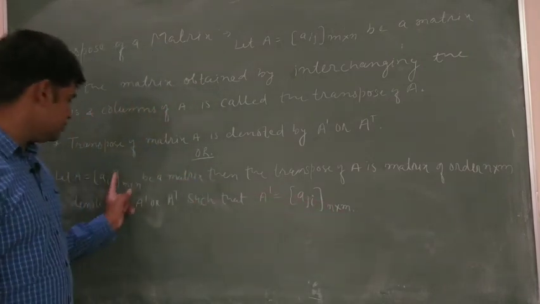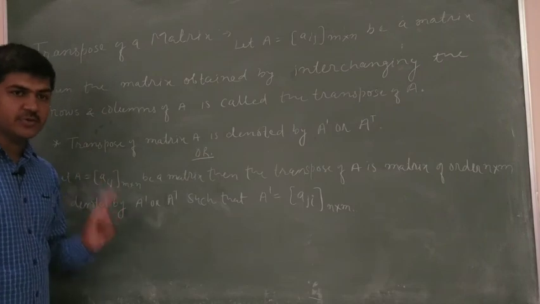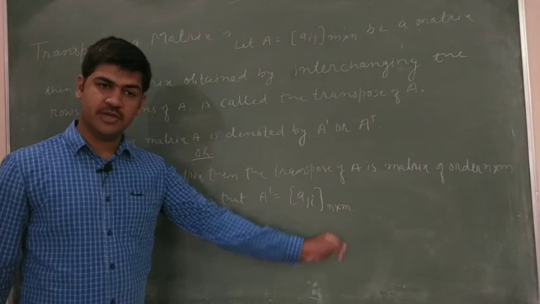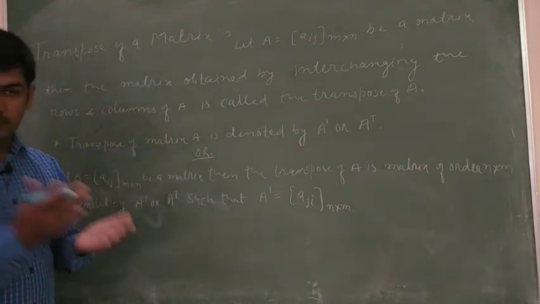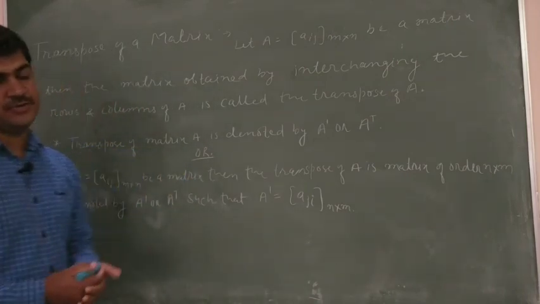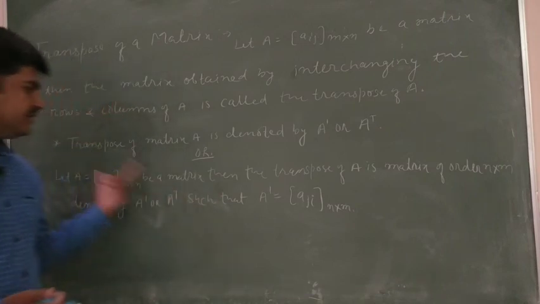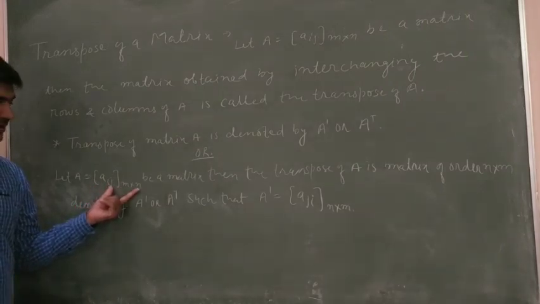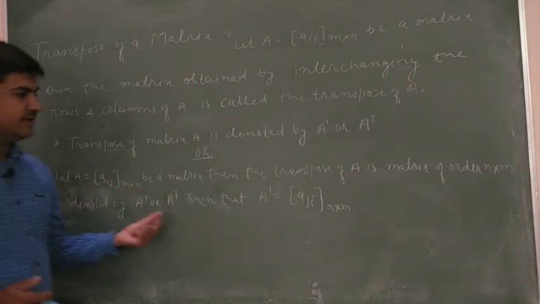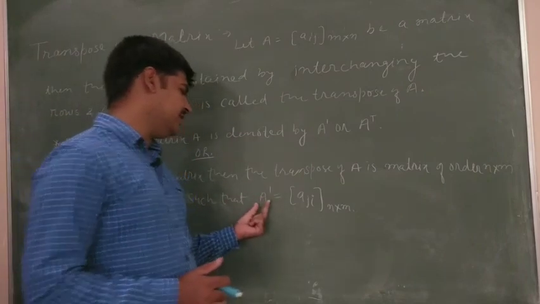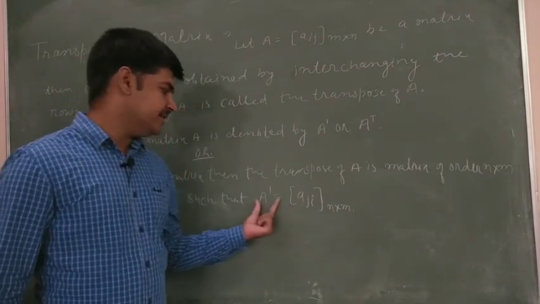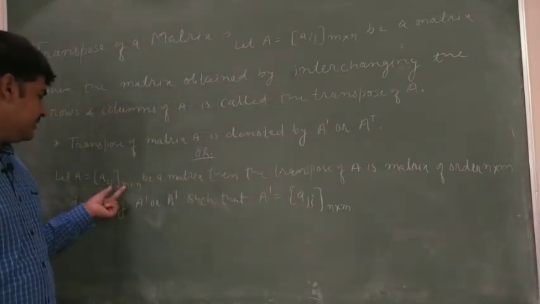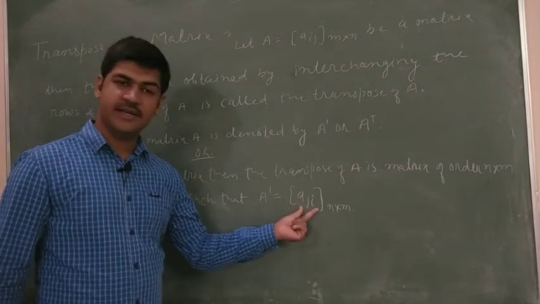If there are m rows and n columns in matrix A, then in the transpose of A, there will be n rows and m columns. Okay, and the rows and columns are interchanged in the transpose. So according to the other definition of transpose of matrix, if A = [aij] m by n is a matrix, then the transpose of matrix A is denoted by A dash and it is of order n by m, and the elements of A dash or A^T are aji. Means here they were aij and now they are aji.